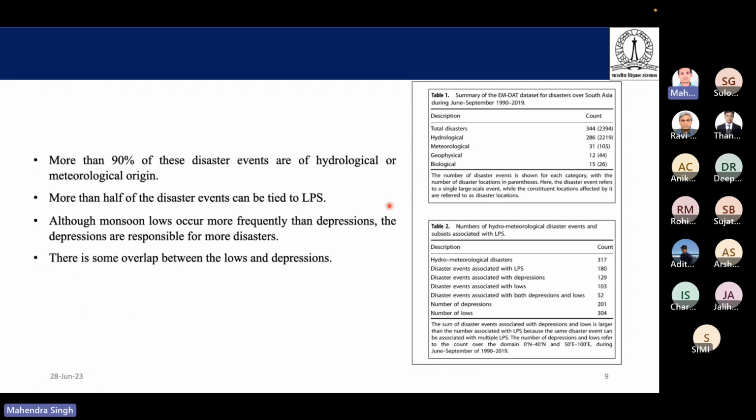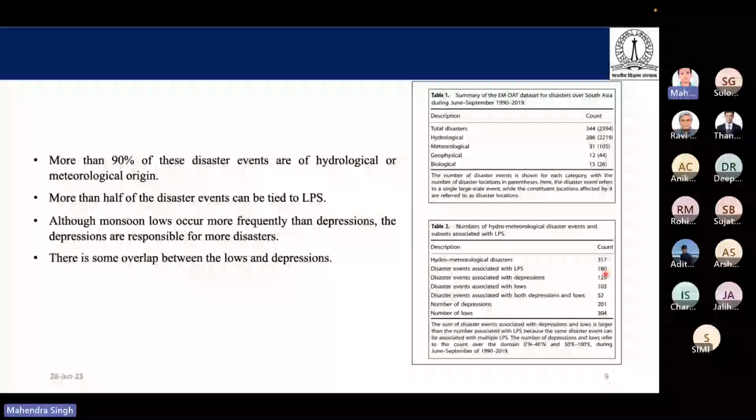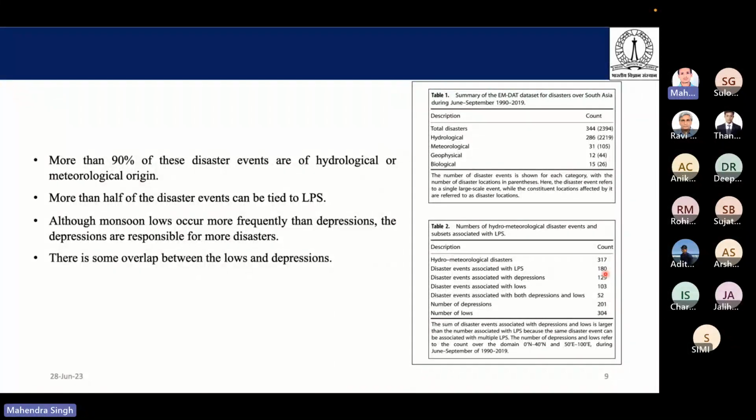disasters. So from Table 1, we can see that more than 90% of the disaster events are of hydrological or meteorological origins. And from Table 2, we can see that around half of the disaster events are mostly tied up with the LPS. Here we can see that around 180 disaster events are associated with the LPS.